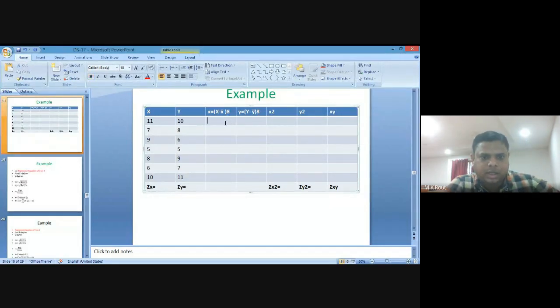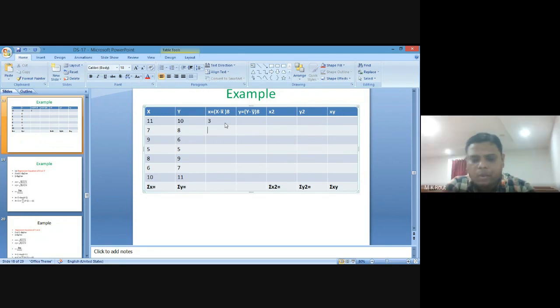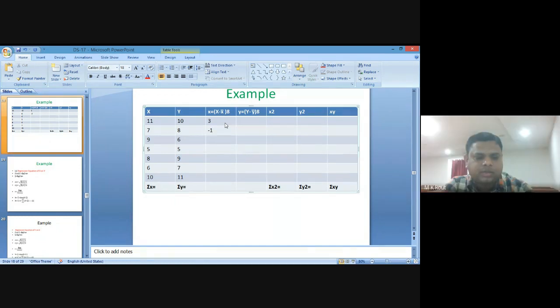So for the first one, that is 11 minus 8, 3. 7 minus 8, how much? -1. Next one, 5 minus 8, that is -3. Again 8 minus 8, that is 0. 6 minus 8, that is -2. 10 minus 8, that is 2. If we move to the next part, in case of y variables, 10 minus 8, that is 2.